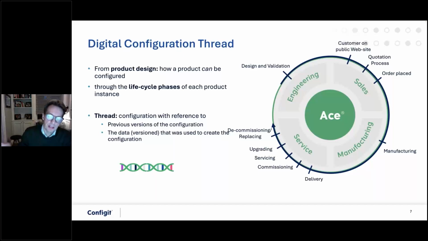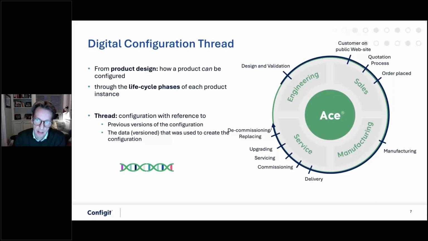So in all of these phases of the product's lifecycle, there will be a configuration behind the scenes that specifies how that product has been configured, and that configuration will evolve through these different phases. And that's why we talk about the configuration thread. It's what I've written here on the left. It's a configuration that has references to the previous versions of the configuration. So you can trace back from one configuration to the previous one, and so forth, all the way back to the original one. But it also has a reference to the data that was used to create the configuration.